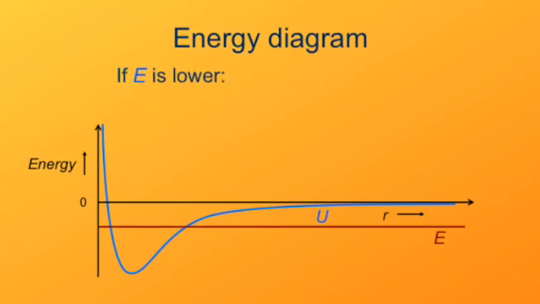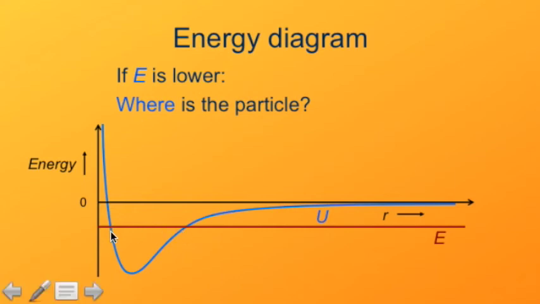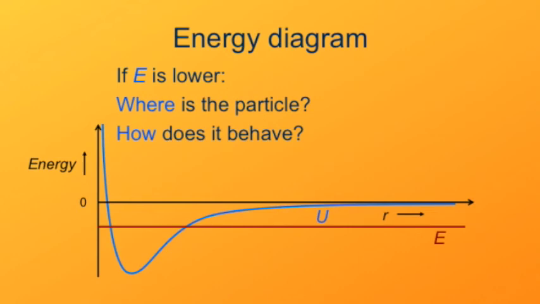Now, if the energy is lower, where is the particle? Well, now the particle has a much smaller region where it can be. It can only be in those places where the potential energy is less than the total energy, so it's a bound particle here. Now it stays in this region. How does the particle behave? Well, it's simply going to be going back and forth. Here it's got a force pushing it forward away. Here it's got a force pulling it back. So the particle will be oscillating back and forth, back and forth. The bond will be vibrating.